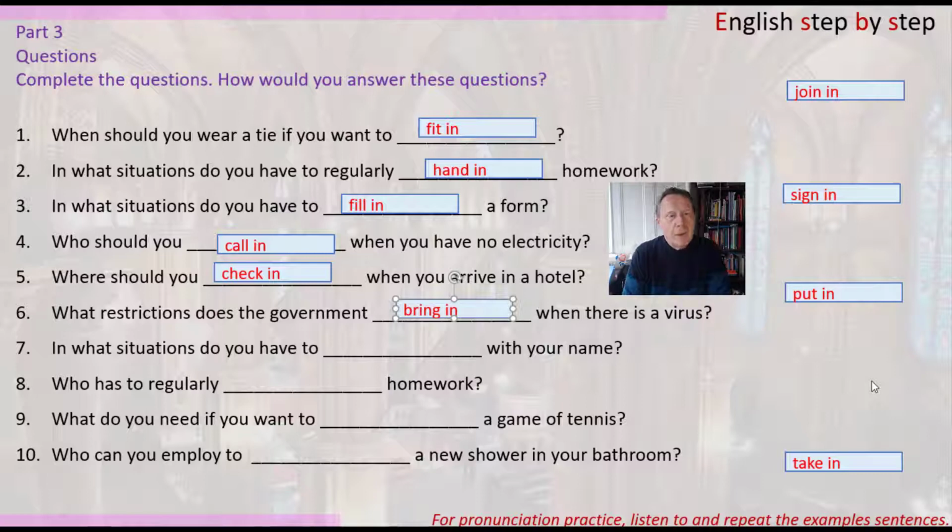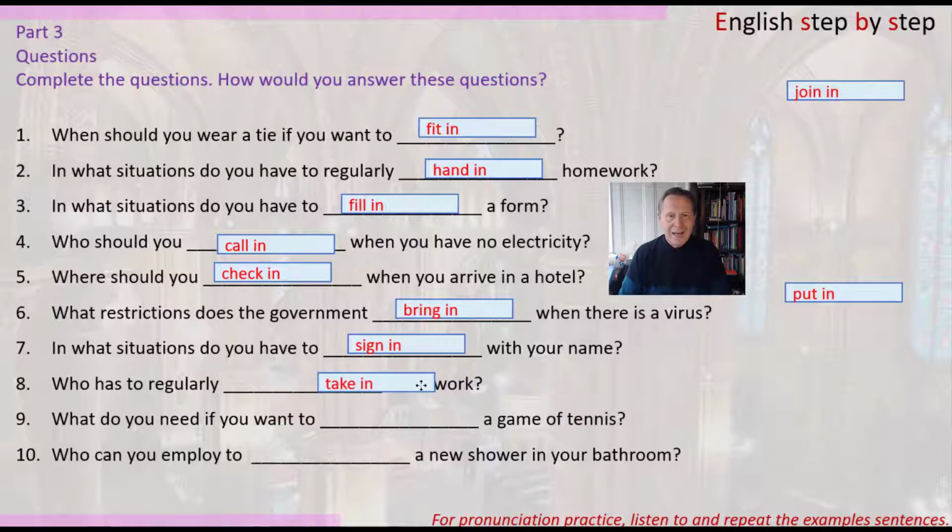Number 7, in what situations do you have to something with your name? Well, if it's your name, then you have to sign in. Write your name in the signing in book. Number 8, who has to regularly something homework? Well, in this case, take in. So, the teacher receives the homework in order to mark it.